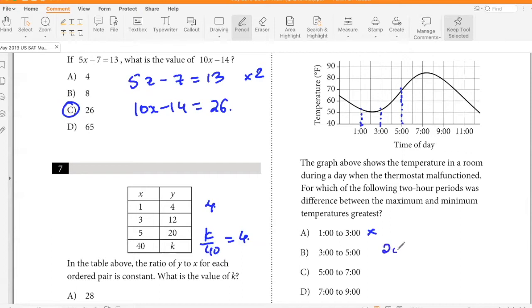Okay, so let's write that. 5 to 7 p.m. Difference between 70 and 85. So that's about 15. Yeah, okay. And 7 to 9 p.m. Yeah, that is also not as big as this. So it will be B, 3 to 5 p.m.